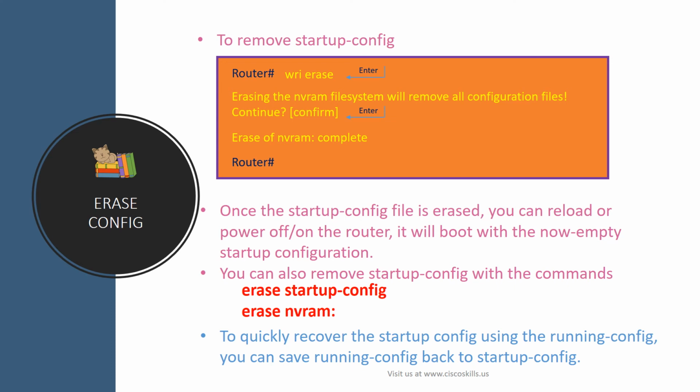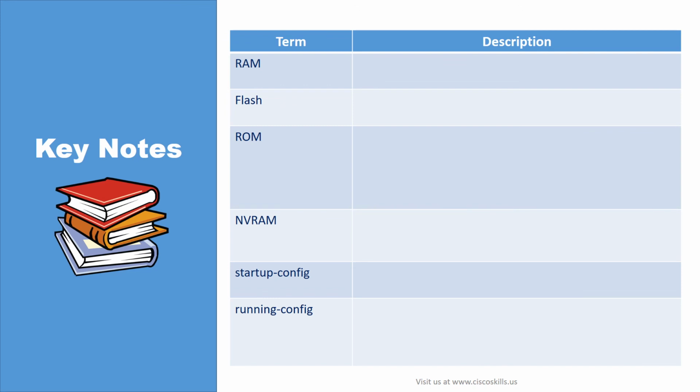However, after you erase the startup config but you haven't reloaded the router, to quickly recover the startup config using the running config, you can set the running config back to the startup config using the command that we learned in the previous slide. Let's read the keynotes to finish the lesson.